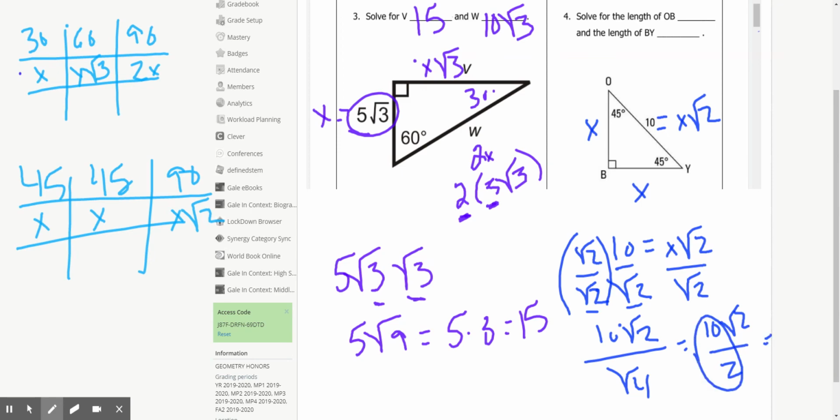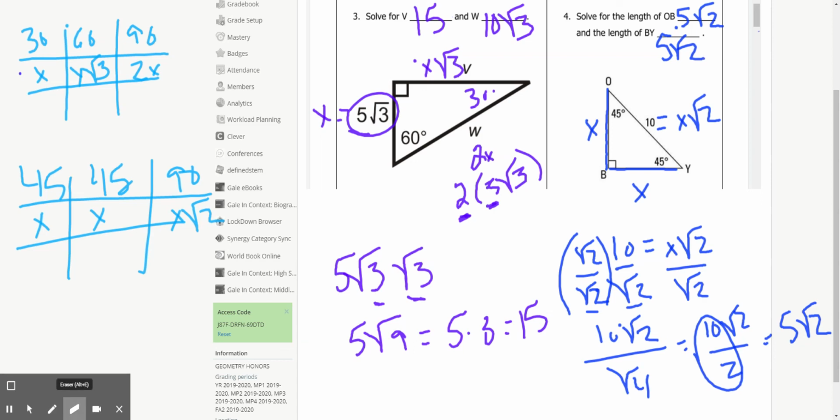This is just like a slope. We can reduce it. So 10 divided by 2 is 5, 5 on the square root of 2. So OB is 5 square root of 2, and BY also 5 square root of 2. Go on to the next question. See if you can do those while I get this set up. We're moving on to page 3. This one is definitely harder.